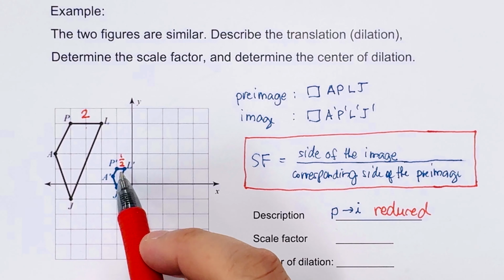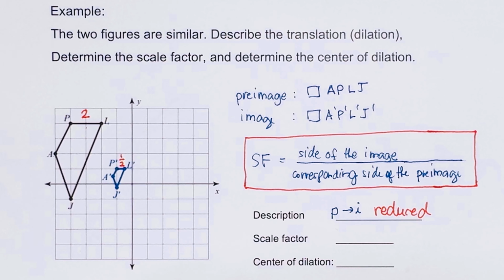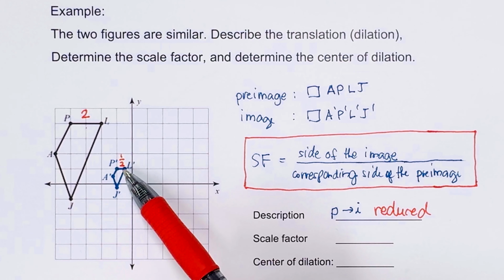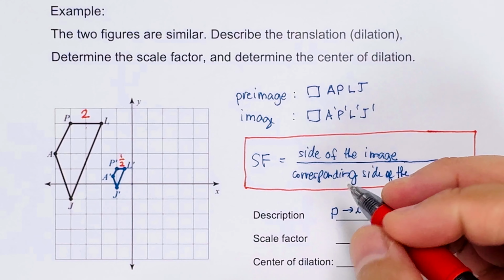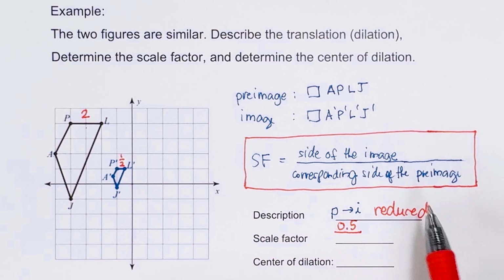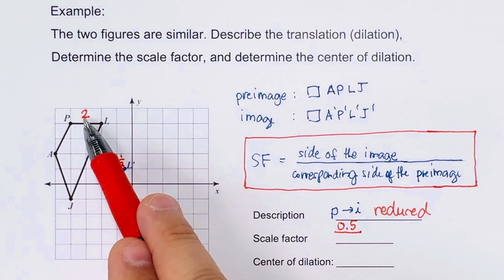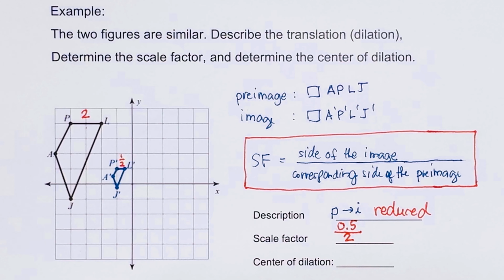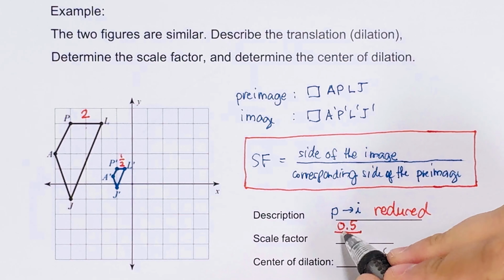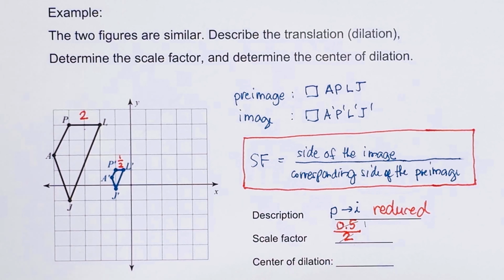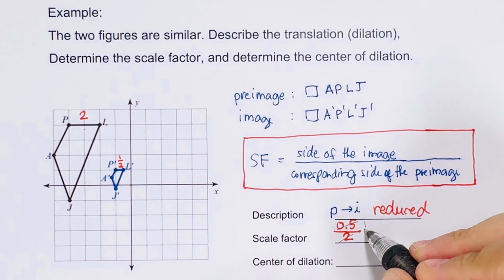And this is half. So how do we write the scale factor for this? The side of the image, this is the image, 1/2. What is 1/2 in decimal? 0.5, divided by the corresponding side of the pre-image, 2. Okay, so let's reduce this to lowest terms. There's 0.5 in 1. How many 0.5 in 2? 4. So 2 divided by 0.5 is 4.